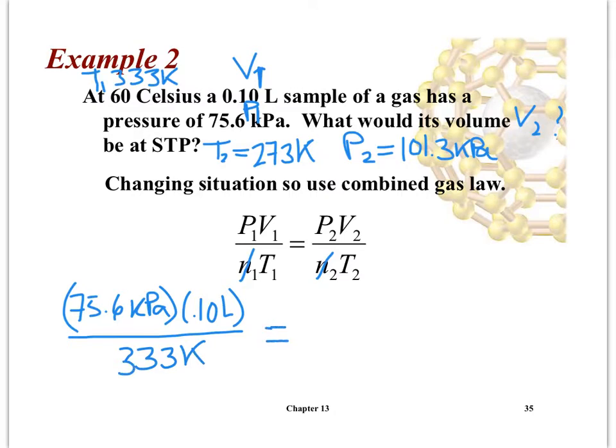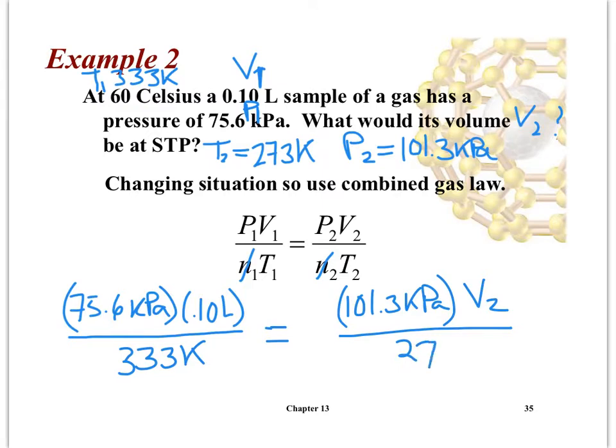So P2 is standard pressure, 101.3 kPa. V2 is what I'm solving for. And then T2 is 273 Kelvin because it's standard temperature. So to solve for V2, you cross multiply basically. So you do 75.6 kPa times 0.1 liters times 273 Kelvin, divided by 333 times 101.3. Let's look at our units, what cancels from them.